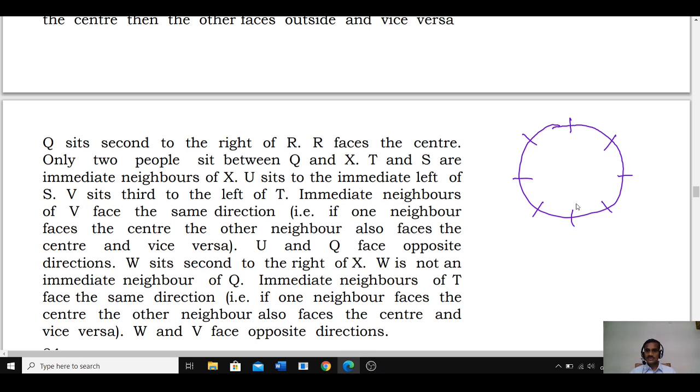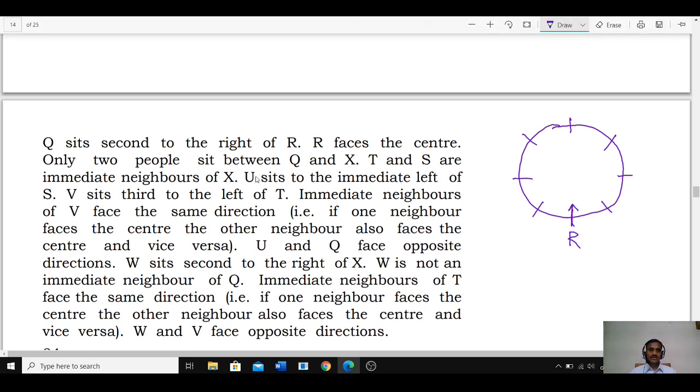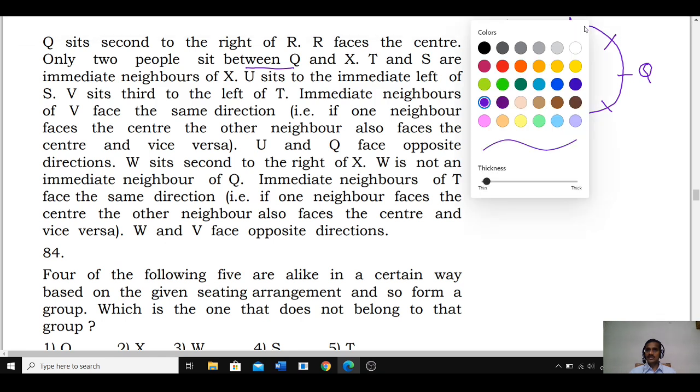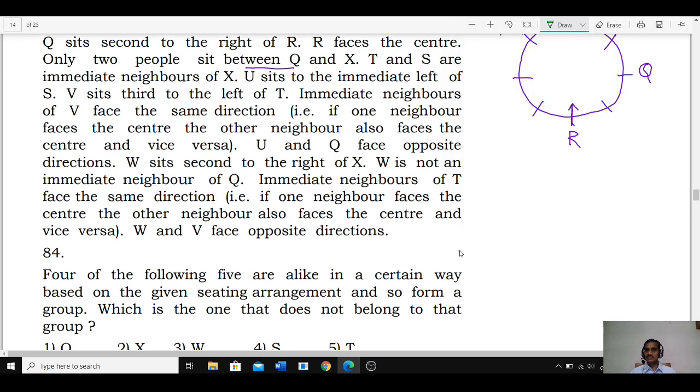Then R faces the center is clearly given. Now let us fix this R at this place. R faces the center. And Q sits second to the right of R. Q must be at this place. And two people between Q and X. Q and X, two people, X can be here or X can be here. How many possibilities? Two possibilities. As there is a second possibility here, let us write down the second possibility here.